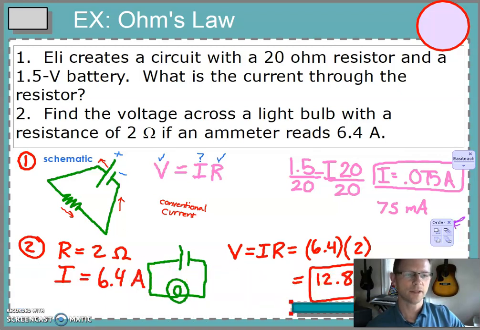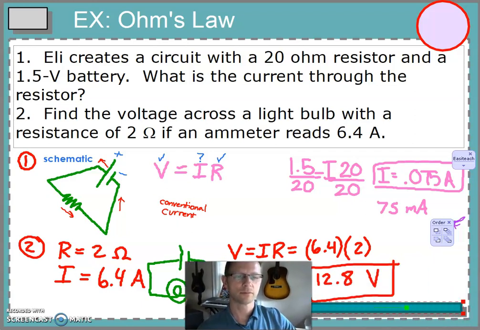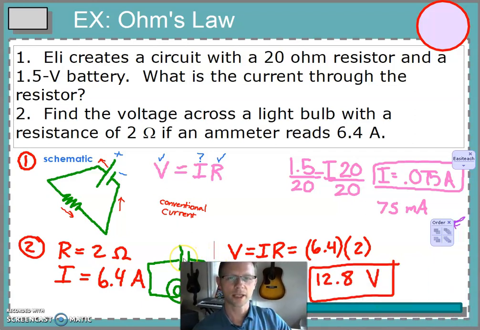Now, in this second problem, we simply calculated the voltage. So we plugged in different numbers. I, 6.4. R, 2 ohms. That's 12.8 volts.